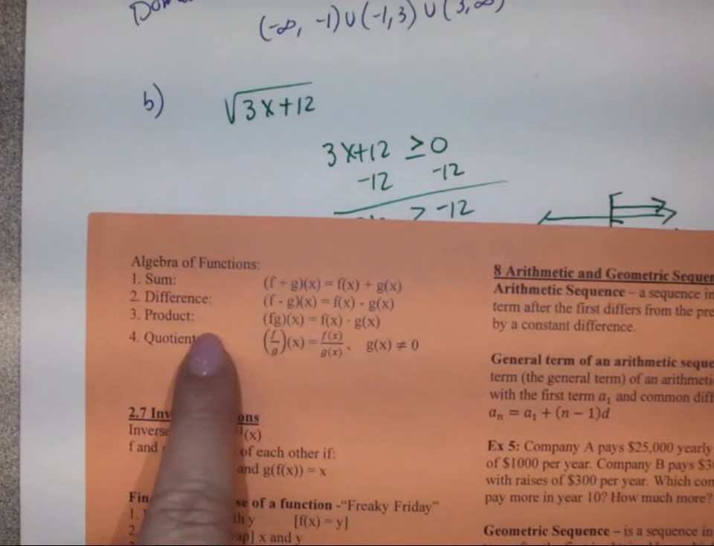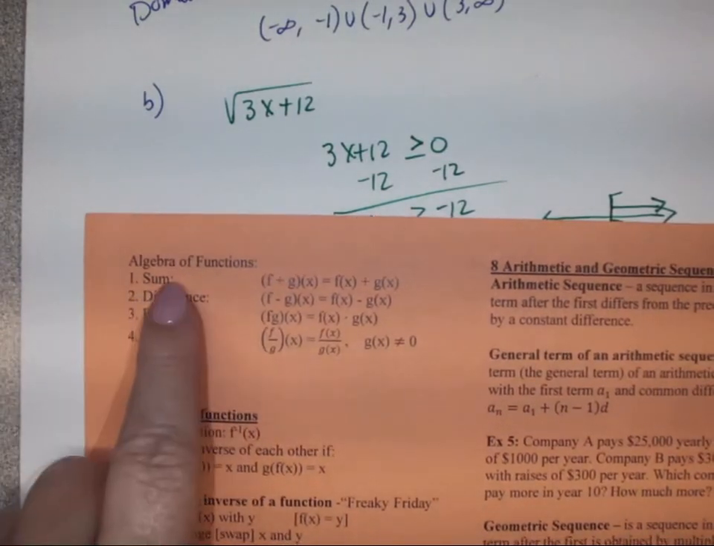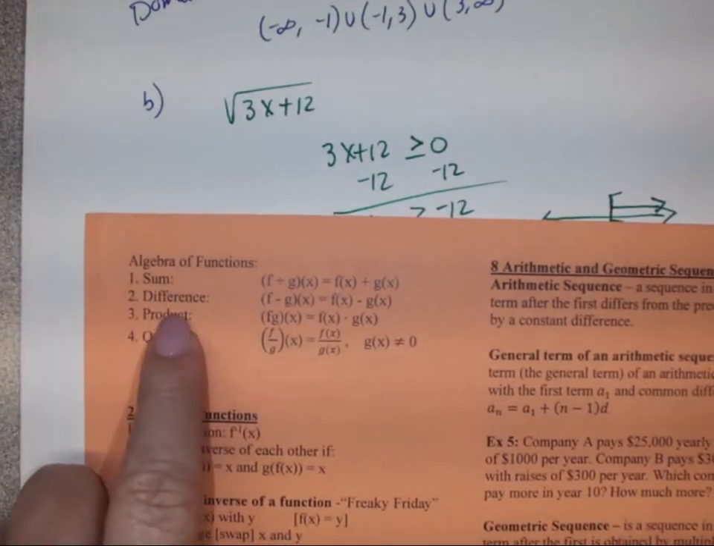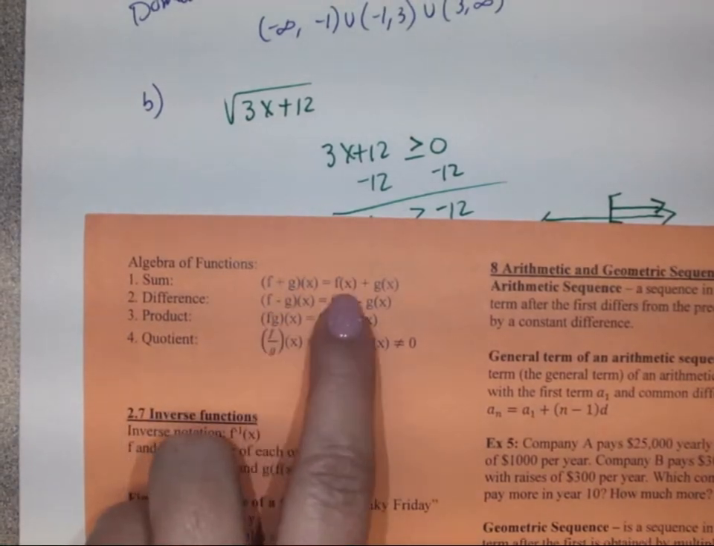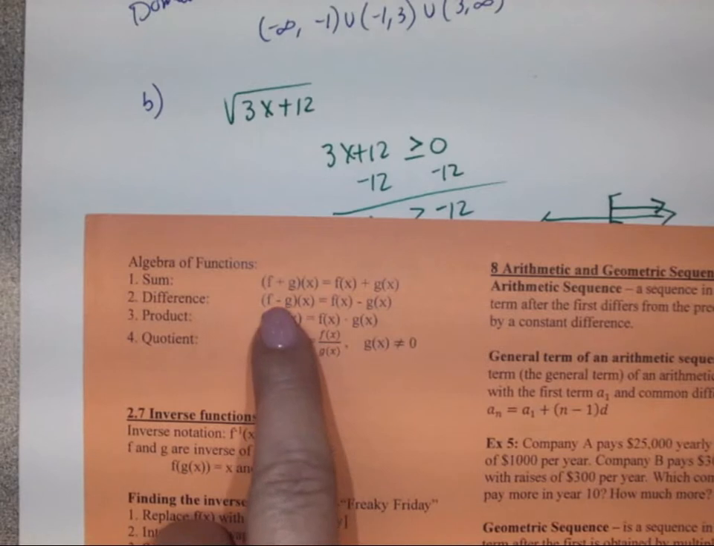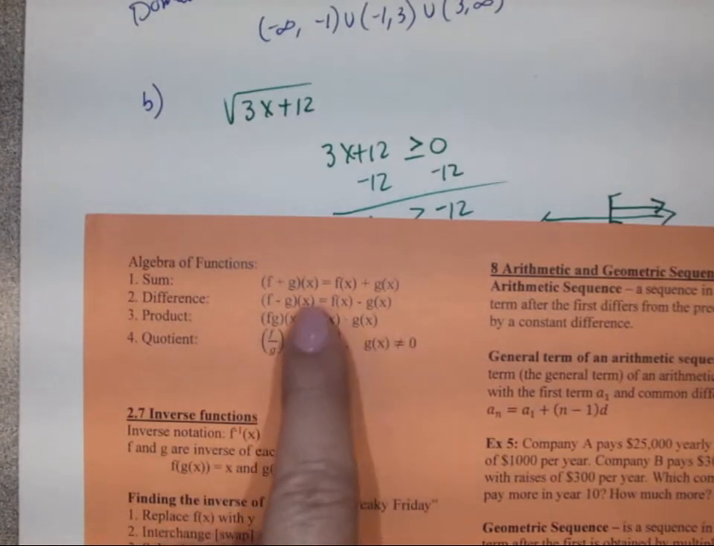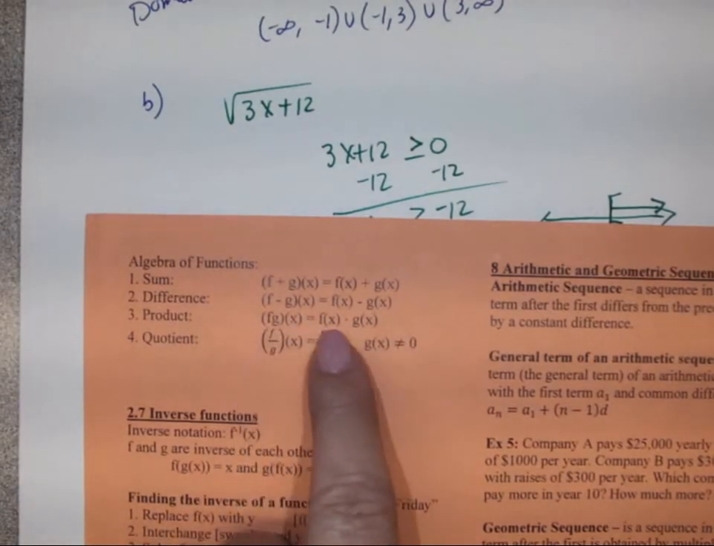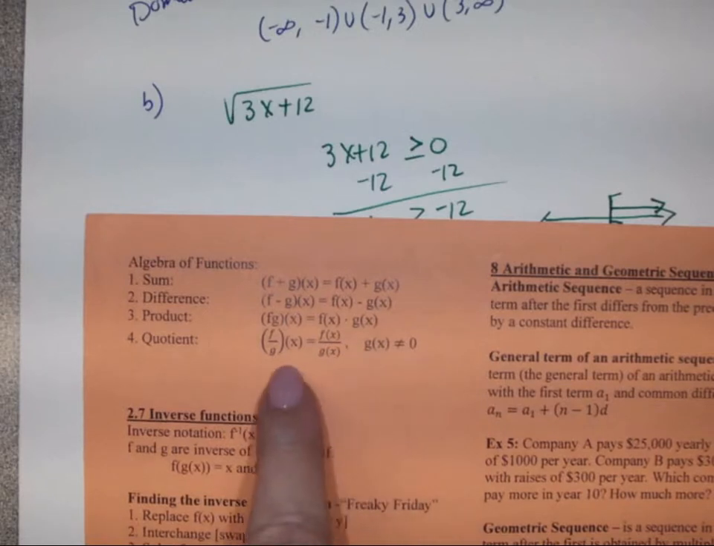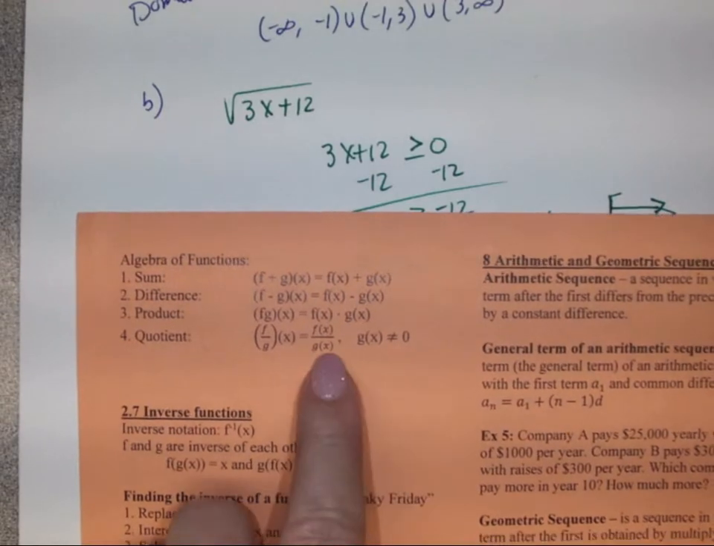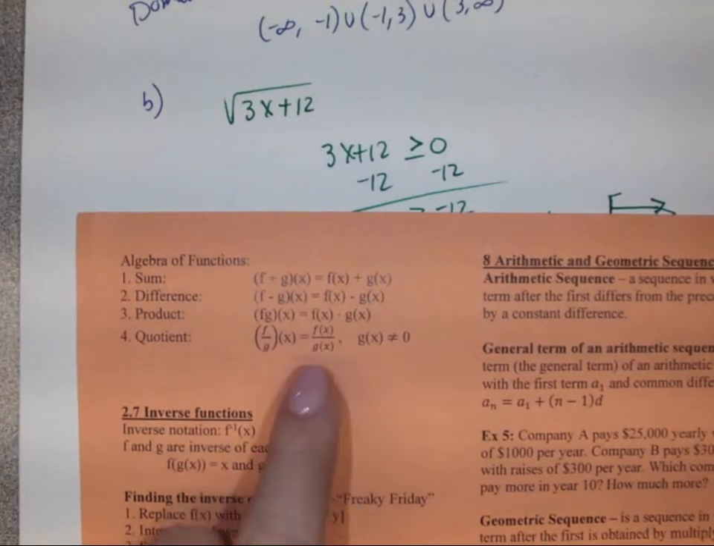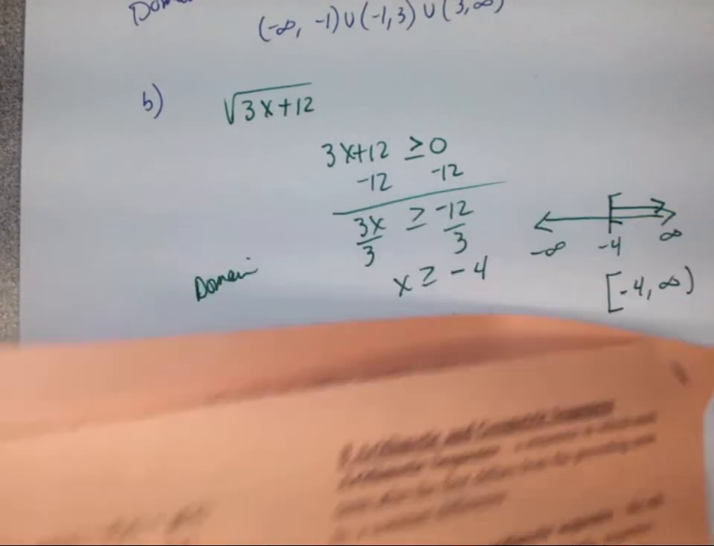So the algebra of functions, there are 4 of them. We're going to sum them, take the difference, the product, and the quotient. So if we're adding them, we're really just adding the 2 functions. If we're subtracting them, we're subtracting the 2 functions. If it's multiplication, we're going to multiply the 2 functions. If it is division, or a quotient, then we're taking the functions and dividing them by each other, with regards to the bottom function cannot be equal to 0.